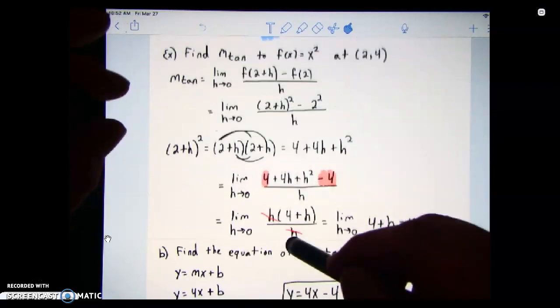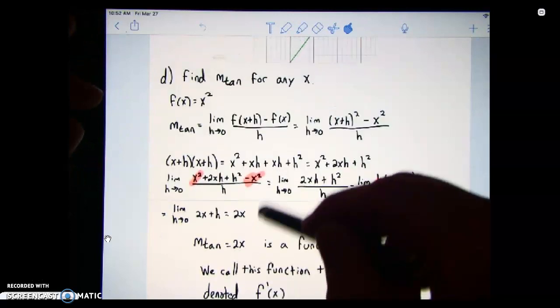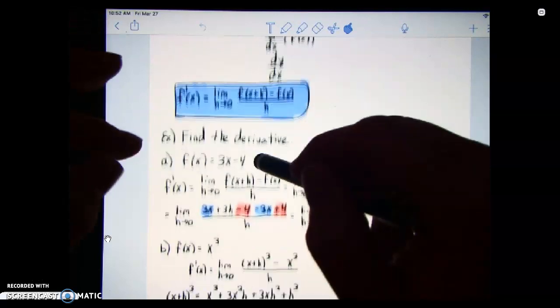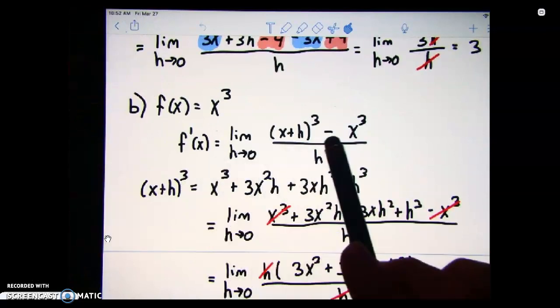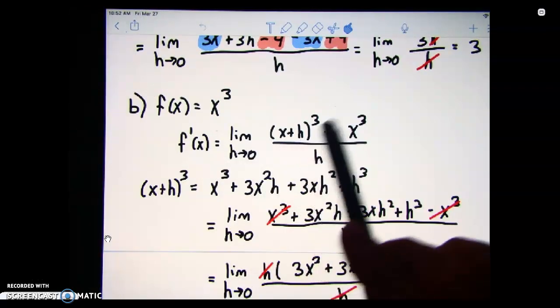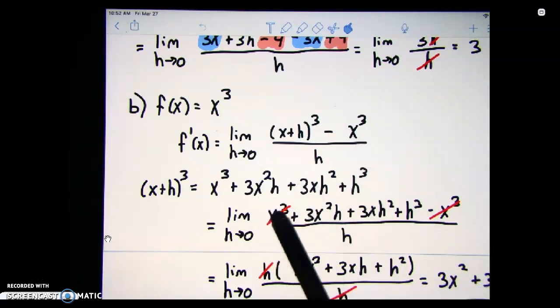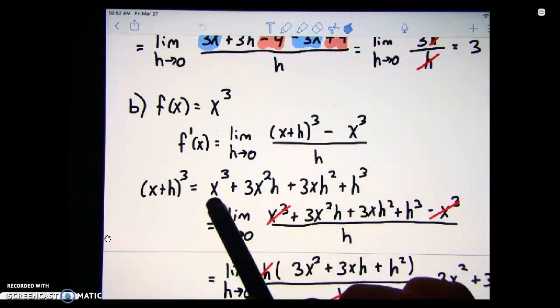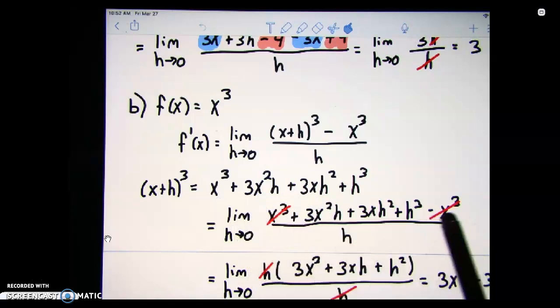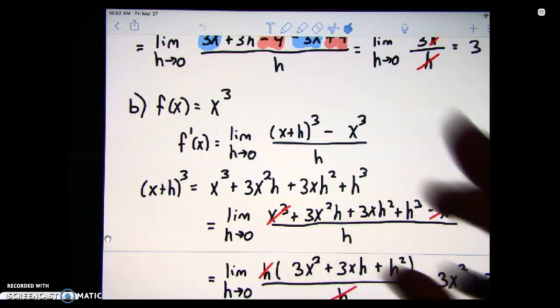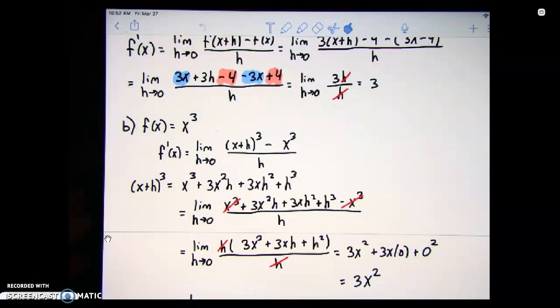Alright, so we use this idea. Let me find an example here. Here we did the derivative of x cubed. So we use that limit process: x plus h cubed minus x cubed, all over h. And so we evaluated x plus h cubed, put that in, simplify, cancel out the common factors. So we factor out an h, and then we can take the limit.